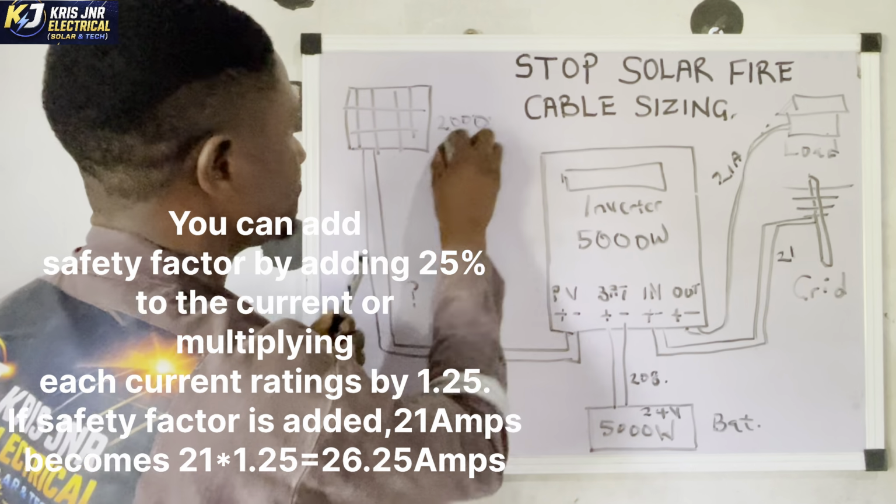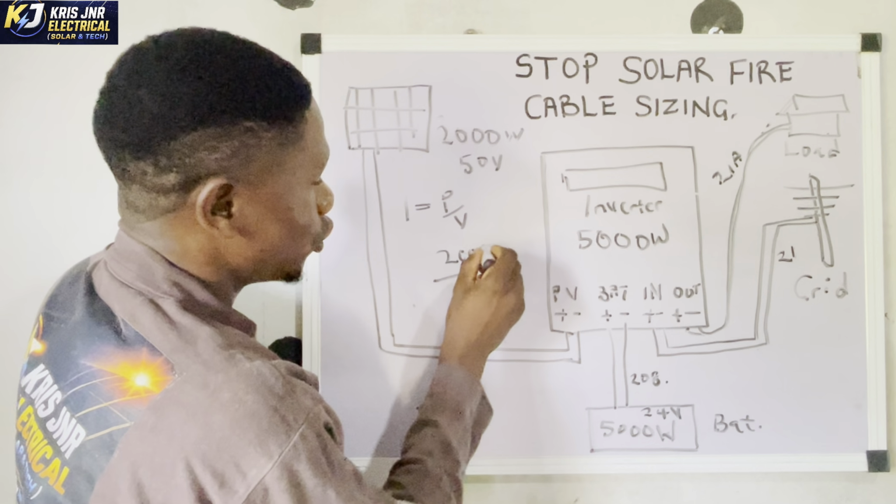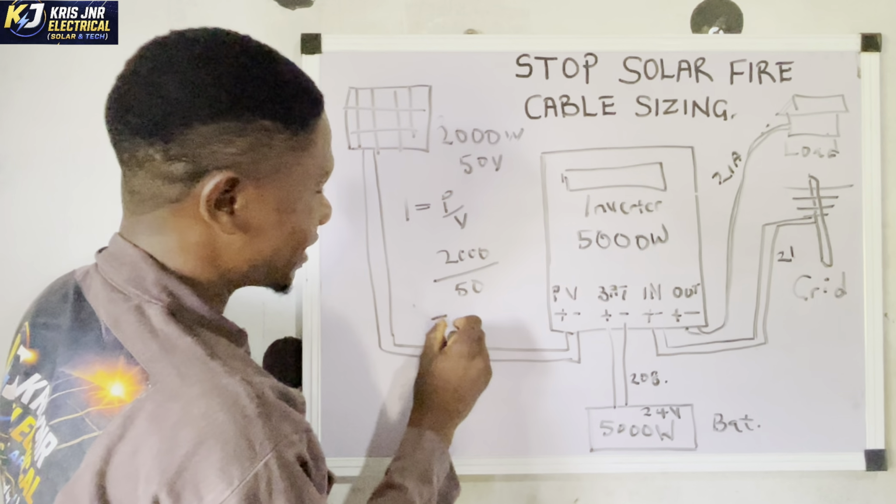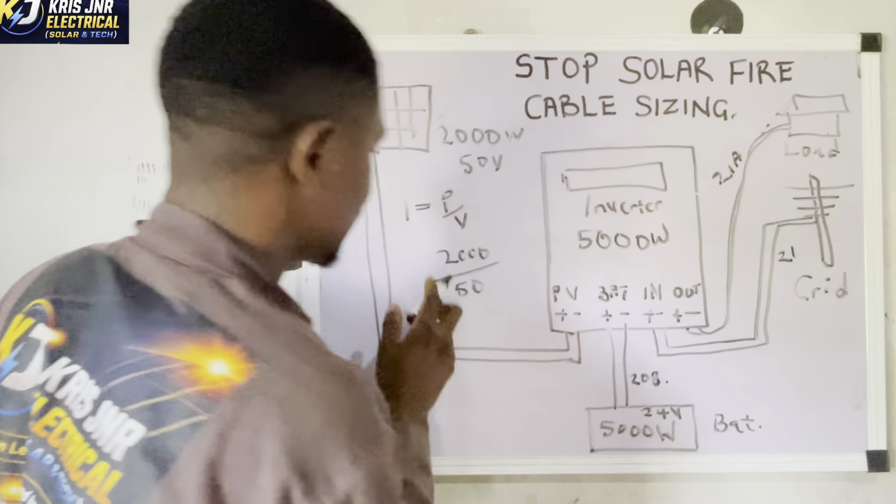So we just want to assume that we don't know the current that is flowing. That is if you are calculating, if you are connecting more panels, connecting in series and connecting in parallel. So if you have one panel, the formula is I equals power over voltage, right? Good. So you have one panel, the power is 2000 watts, which is 2000 over the voltage, which is 50. So the current that is flowing here is 40 amps. So 40 amps of current is flowing to the inverter.